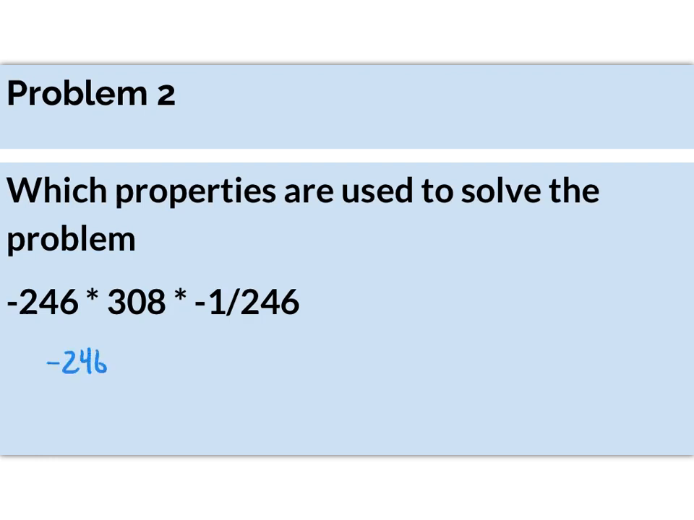Negative 246 times negative 1 over 246. As you can see, these are the upside downs of one another. I'm going to ignore the 308, which gives you 1. Negative times negative is a positive. So this is using the inverse property, not worrying about the 308.